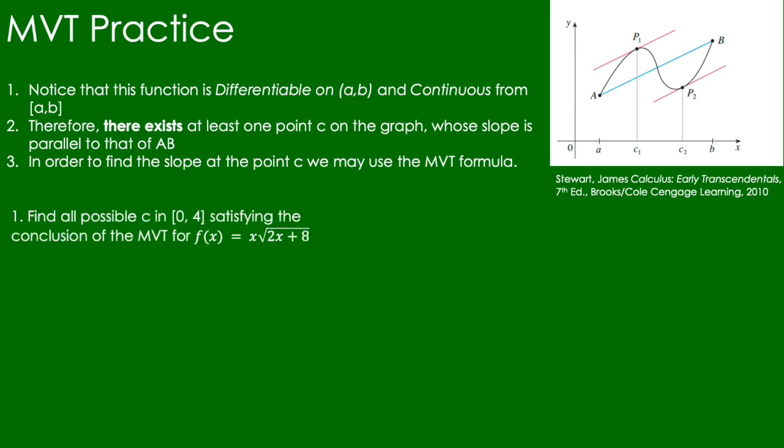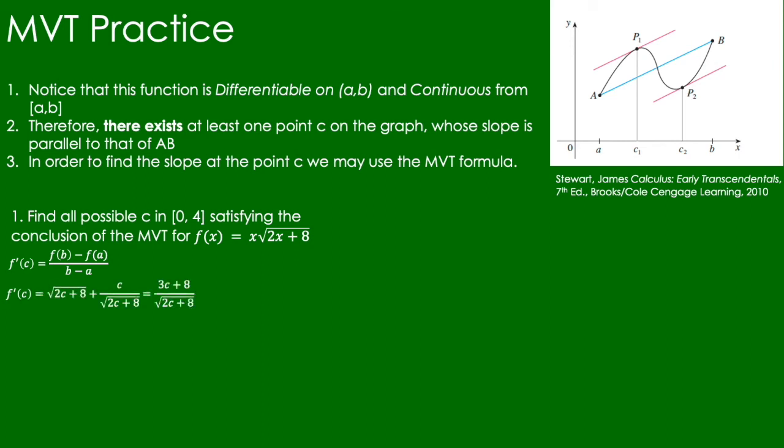Let's look at the first problem. Find all possible C in the specified interval satisfying the conclusion of MVT. This function is differentiable and it's continuous, so we can use the MVT formula. The MVT formula is specified as this. If we take the derivative of the function we're given and plug in C as the point, and we set that equal to the average rate of change, we can solve for C and get our answer.